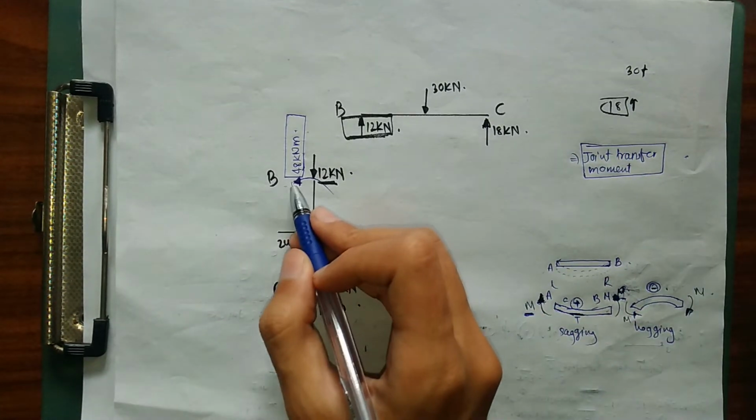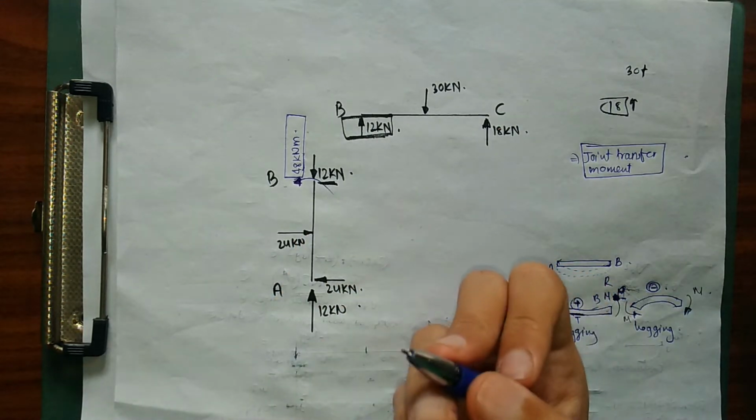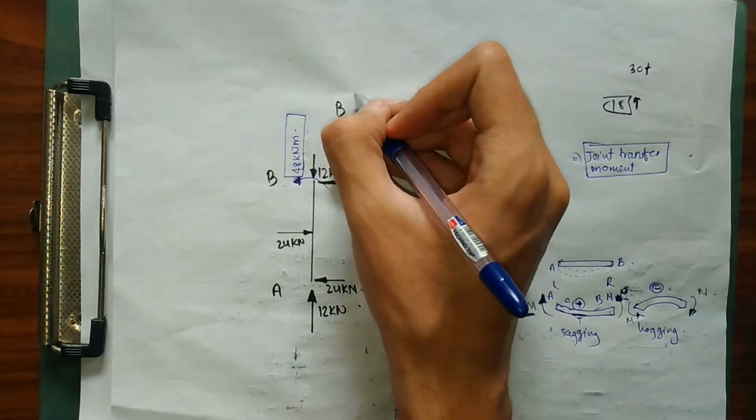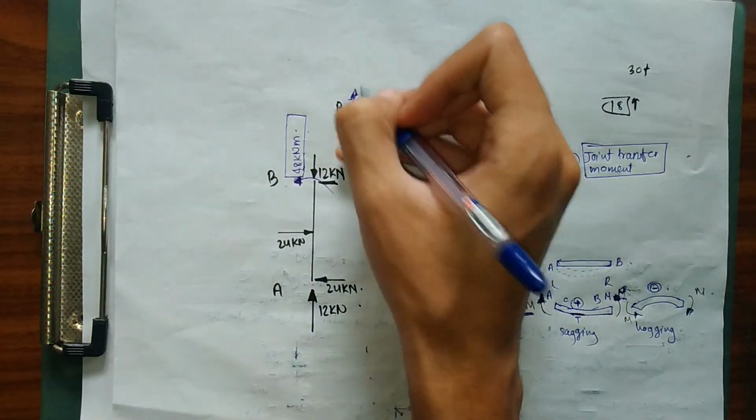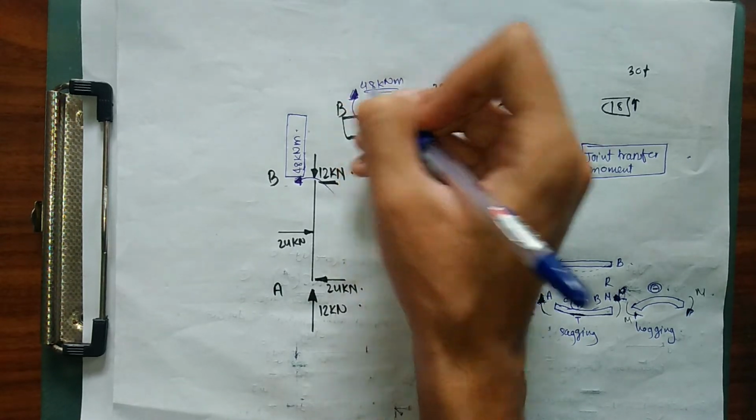So for our joint A, we have 48 kN per meter. For our joint BC as well, we are going to have 48 kN per meter. So we are going to have this sign, 48 kN per meter. As I explained before, that is why the sign is upward. Hope you have understood why.